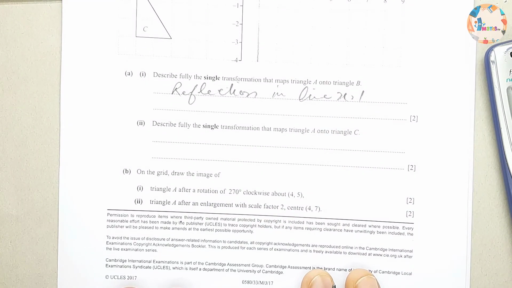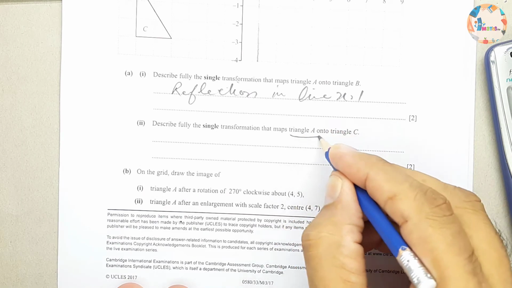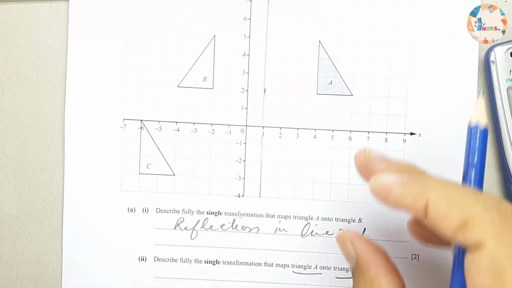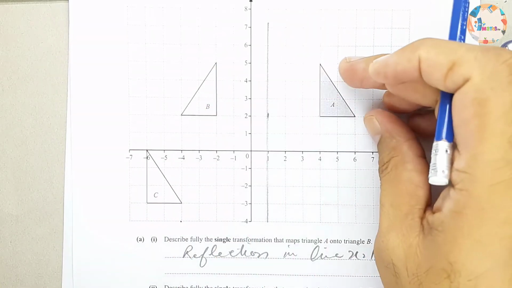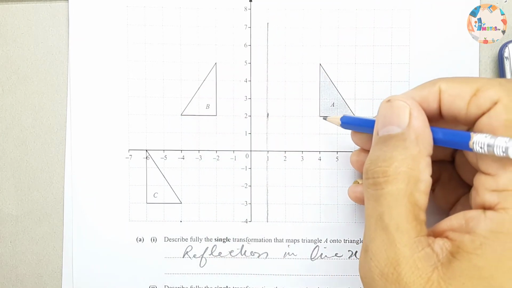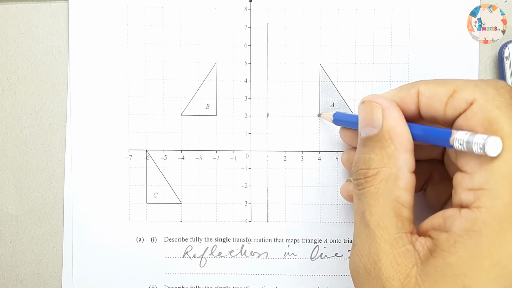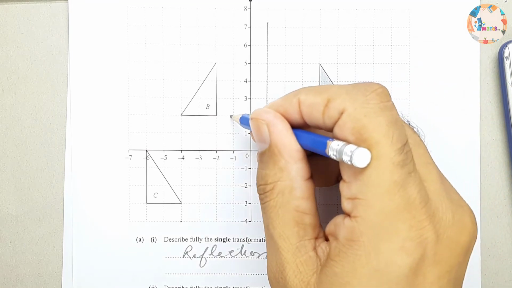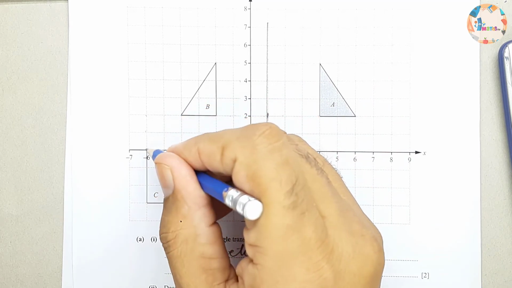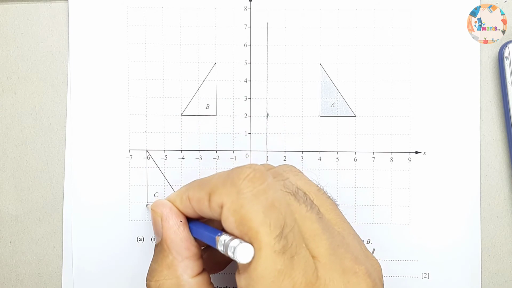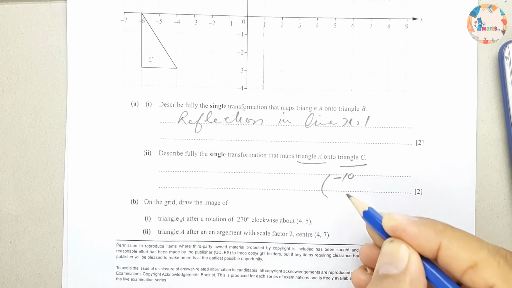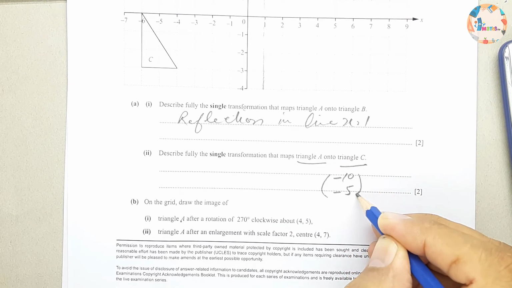Then the second part, describe fully the single transformation that maps A onto C. A onto C. If you see A and C, it's the same, just displaced, just a change of location, translation. So if we check this corner, this one is 1, 2, 3, 4, 5, 6, 7, 8, 9, 10 units left, and 1, 2, 3, 4, 5 units down. So 10 units left will be minus 10, and 5 units down will be minus 5.